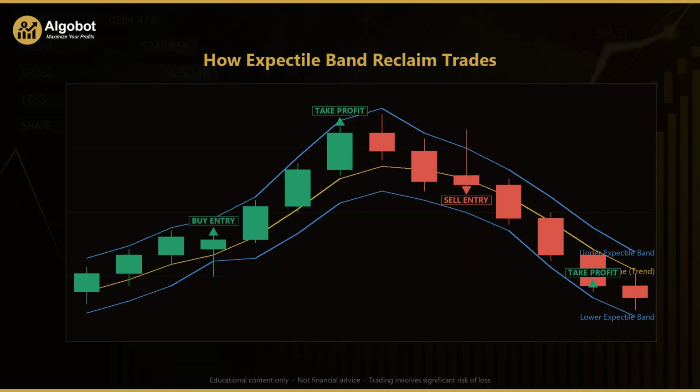Notice what tied both trades together. In each case, the strategy waited for the midline to define a clear direction, then waited for price to briefly stretch into the band on the opposite side and snap back. It never chased the move. It joined it on a pullback, with the stop and target defined in advance by the average true range. That disciplined, repeatable structure is the core of the Expectile Band Reclaim approach.